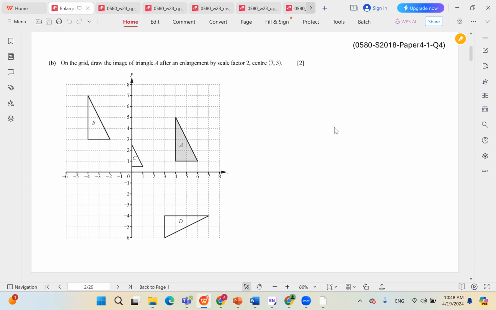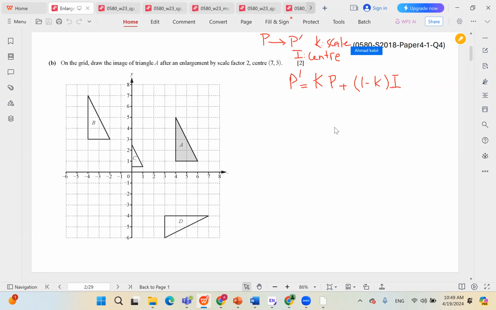So the rule for enlargement or dilation, another word for enlargement is dilation, is that P dash, P is any point, equals K times P plus 1 minus K times I. We need to understand what these letters represent. So of course, P is the original point, P dash is the image or the new point, I is the center, and finally K is the scale.